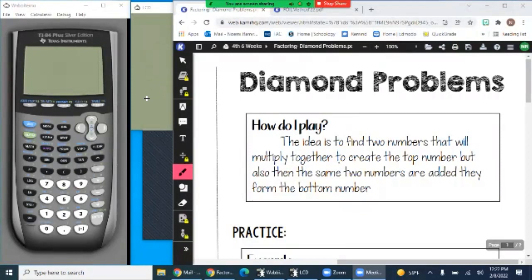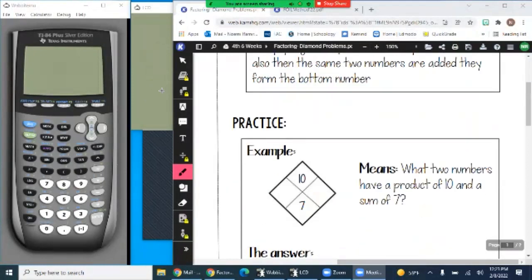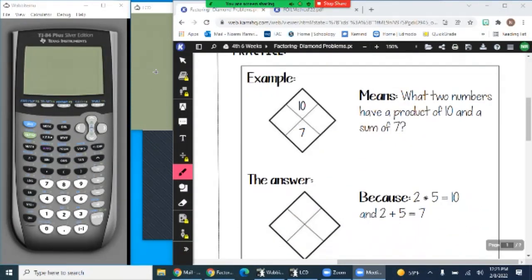So I told you guys to read that front page, the first part. It says the idea is to find two numbers that will multiply together to create the top number that you're given. But at the same time, those two are added to create the bottom number. So that first example is that we have 10 and 7. Okay. The top number is the product. What does product mean? That you have to do what with numbers? You have to multiply to get those numbers.